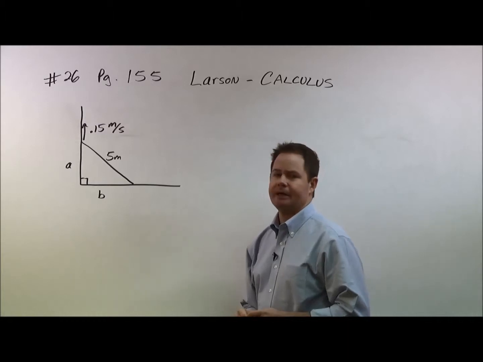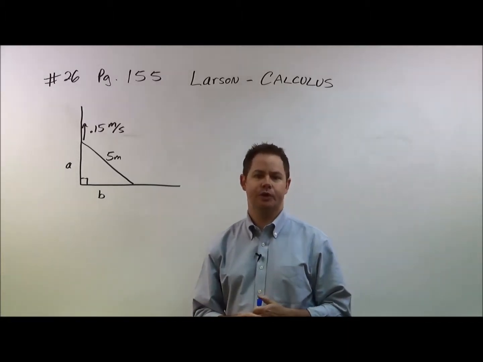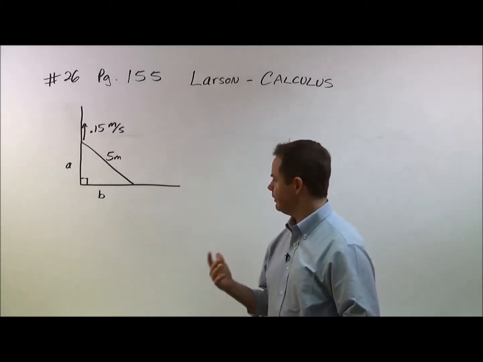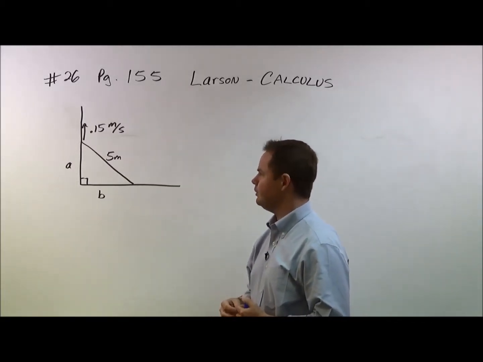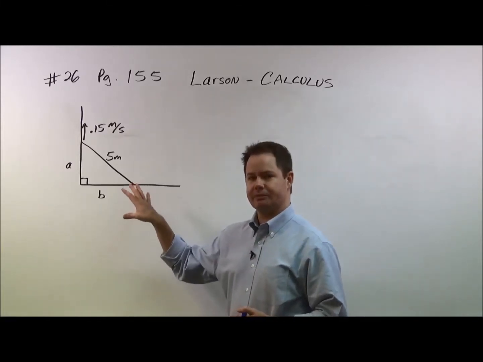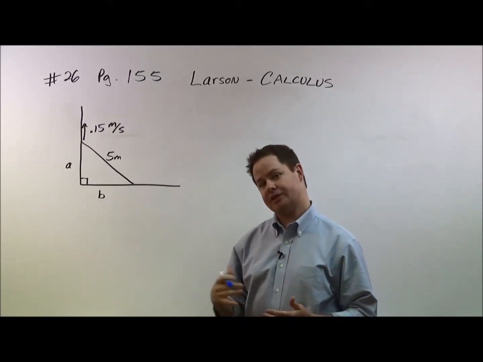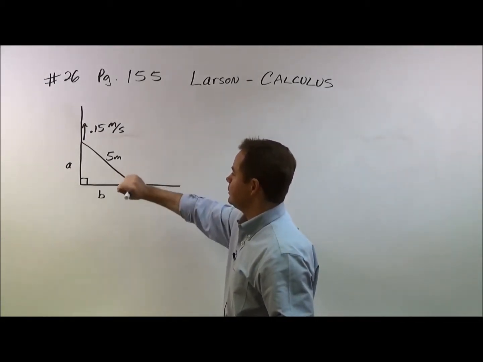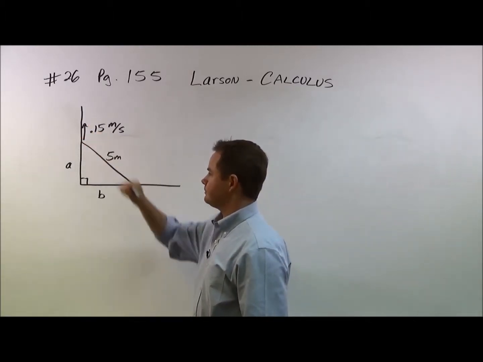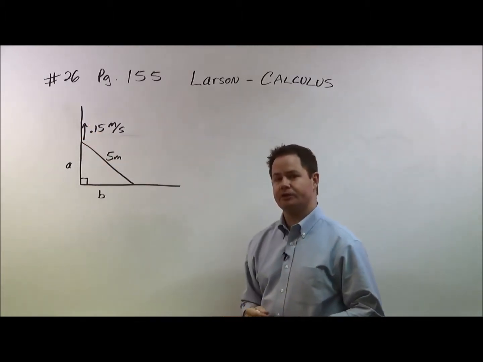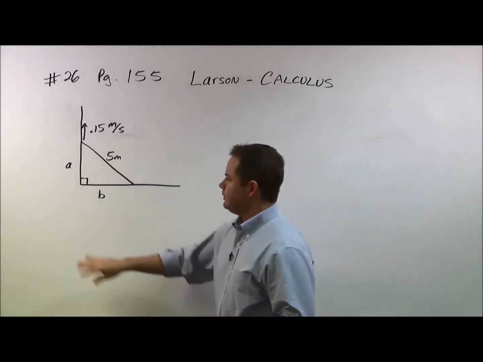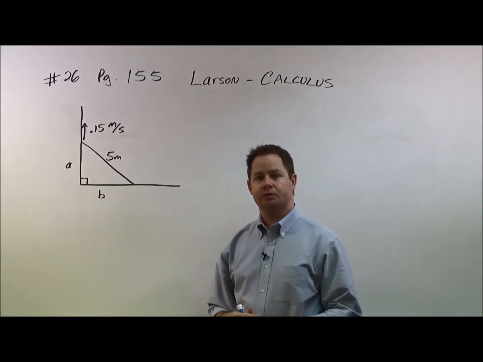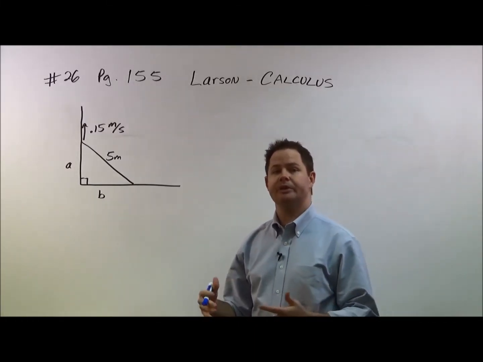This question, if you read it in the text word for word, describes a scenario with a construction worker pulling a wooden plank up the side of a building or up a wall, but we've simplified it with the information given in the diagram, which tells us that the plank itself is 5 meters long, and it's being pulled up the wall at a rate of 0.15 meters per second. I labeled these other sides a and b just so that it looks more like what we're used to seeing with a right triangle that has sides a, b, and c.